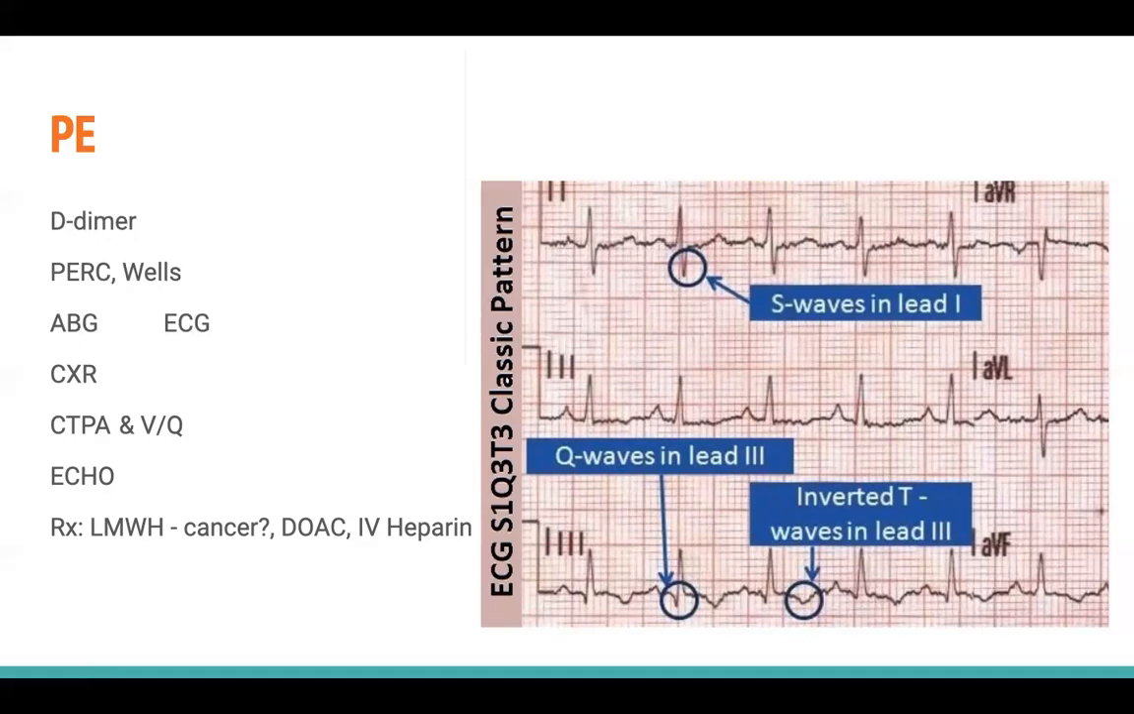Patients used to be put on low molecular weight heparin, particularly if they had underlying cancer, and they used to be put on warfarin. However, the preference these days is to start them on a DOAC, so something like apixaban or rivaroxaban. If the patient has a high bleeding risk or a very low eGFR, then IV heparin is sometimes considered.